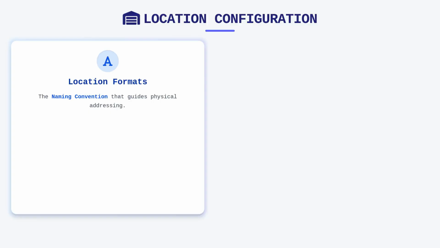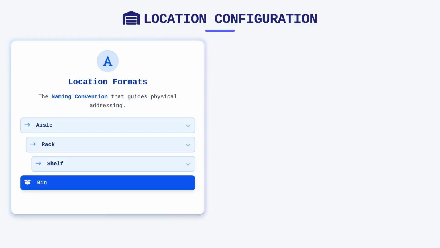Once you've defined your zones, the next layer of complexity involves configuring location profiles and location formats. A location format is essentially a naming convention that guides the system in interpreting how to address physical spots, such as aisle, rack, shelf, and bin. This systematic approach is vital for warehouse staff, as it provides a predictable mental model for navigation.